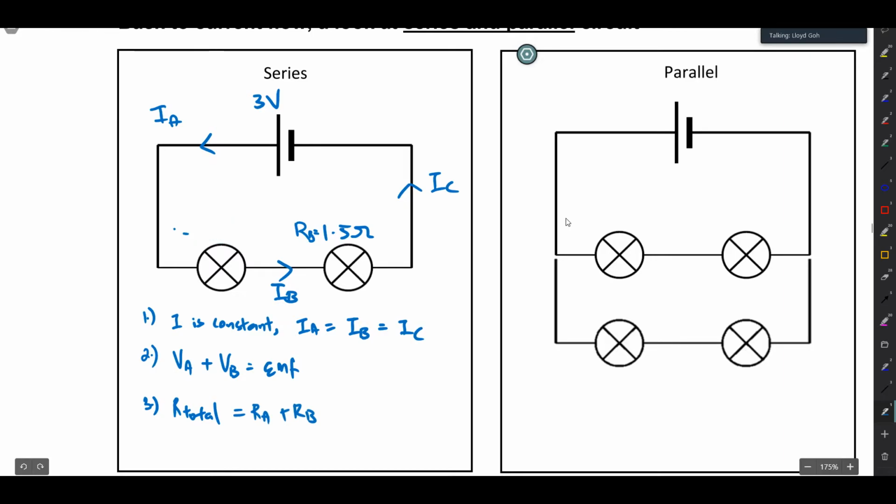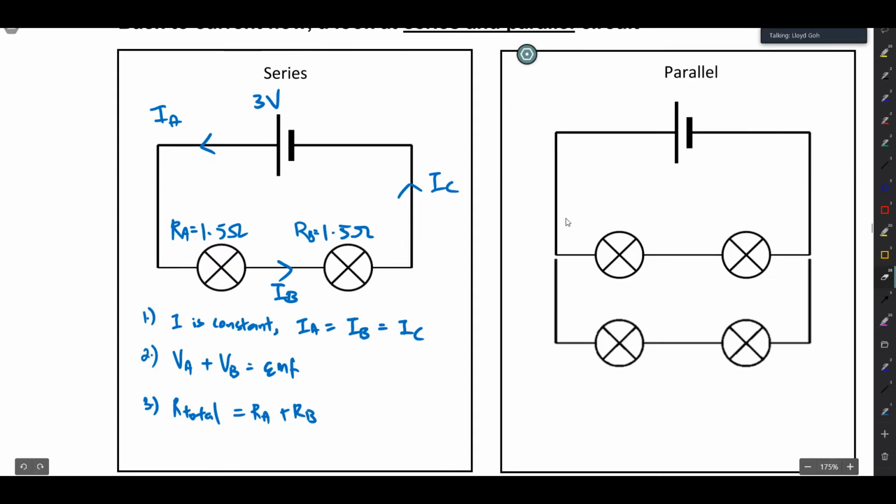Everyone, are y'all done copying this? Can I erase this? Y'all done copying this? Anyone still need to copy? Okay, wait. Can you let me know when you're done? Okay, so basically this is the characteristic of a series circuit.